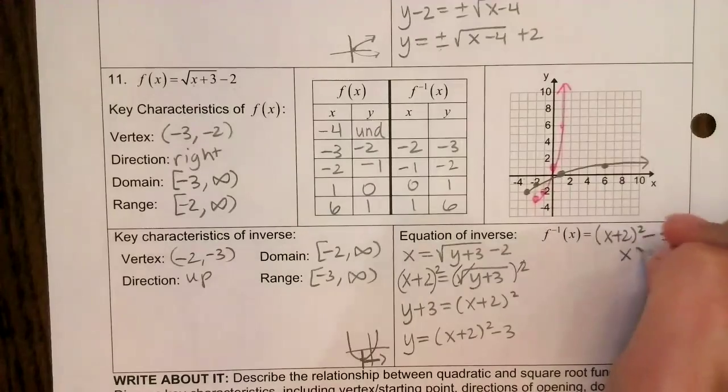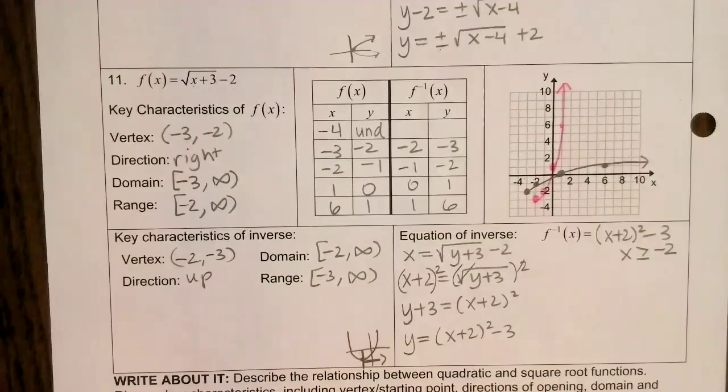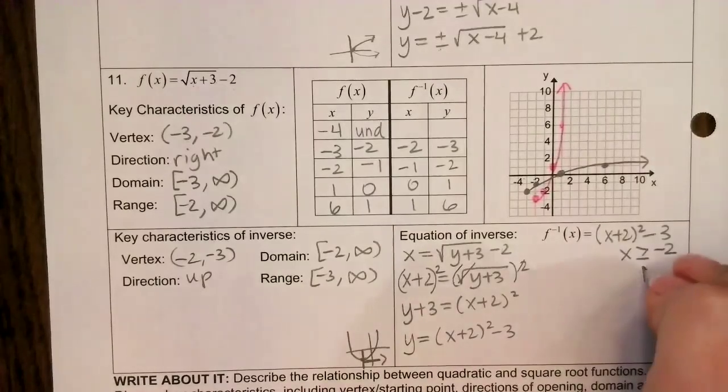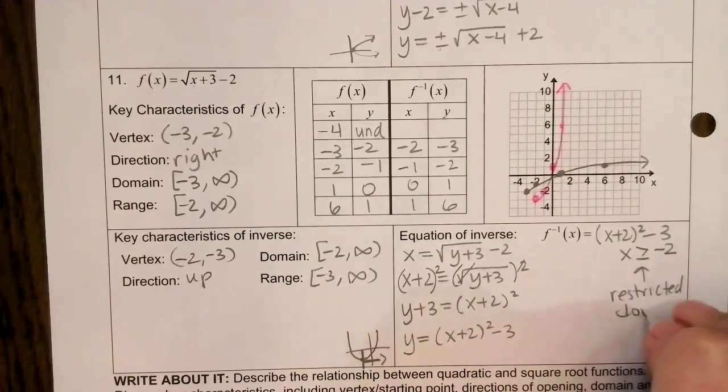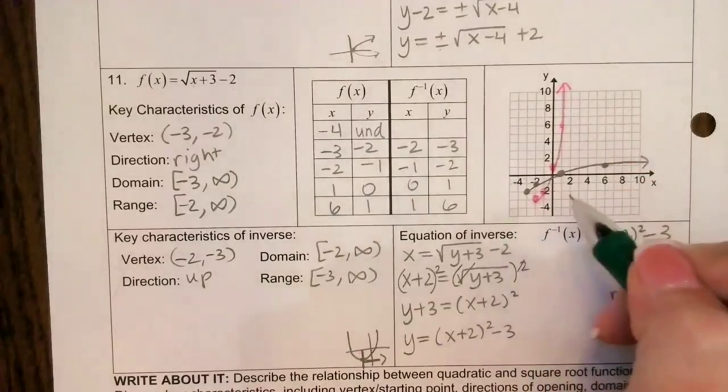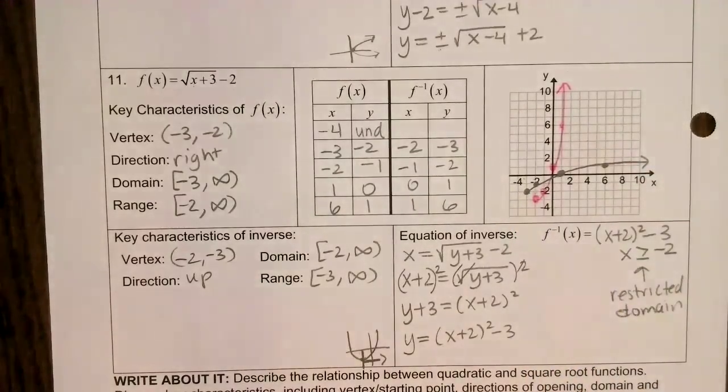So when I write this, I have to say x has to be greater than or equal to -2. That is called a restricted domain, and you must include that because if not, then you've got that other side, which is not a true reflection, because this one does not have another side here. So keep that in mind when you are writing those inverse functions. We'll try another one.